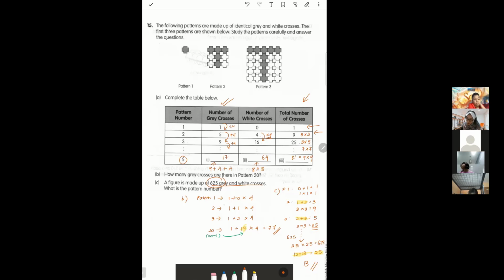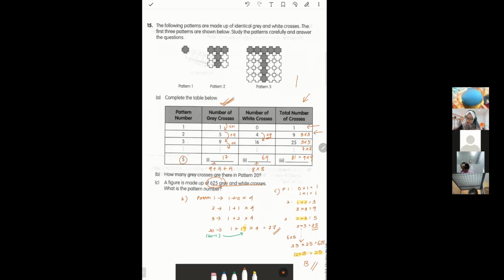So for B, you look at the pattern 20, right? If you look at the pattern, how many gray crosses are there? It's 1 plus 0 times 4. This is the pattern I'm looking at here. So pattern 20 is 1 plus 19, 19 means I take the gaps, 20 minus 1, times 4. We get 77.